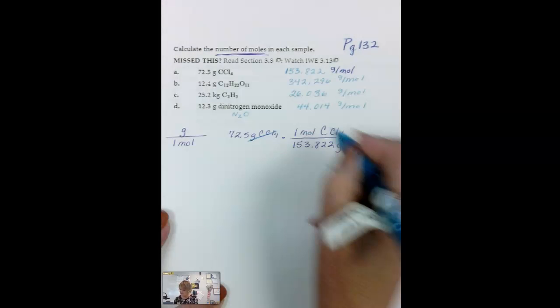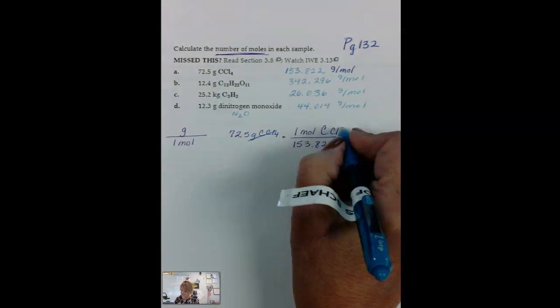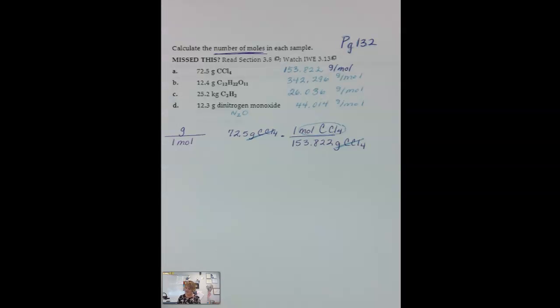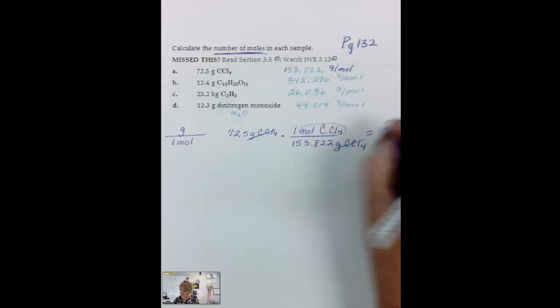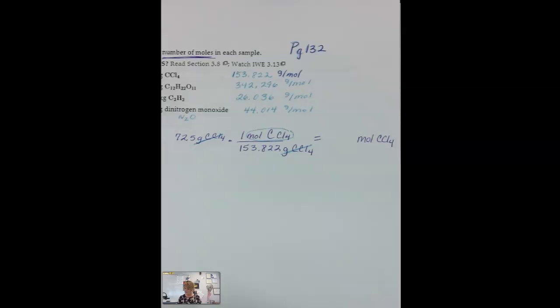Okay. And then we are going to be sure that we do our conversions and our unit cancellations. So grams of carbon tetrachloride will cancel out. And what you can see is the only label I have left is moles. And so the final step is to do your computation, and your label would be moles of carbon tetrachloride. Now the rest of it is just a calculation problem.